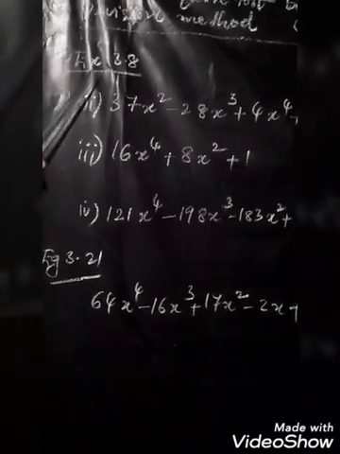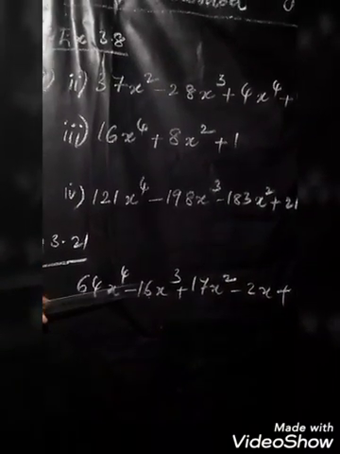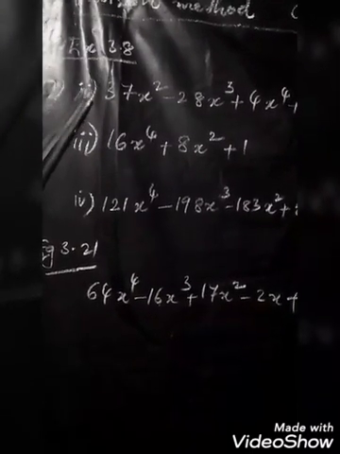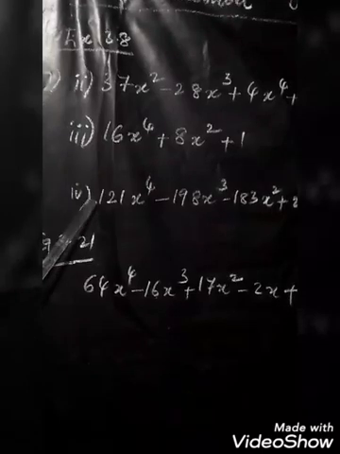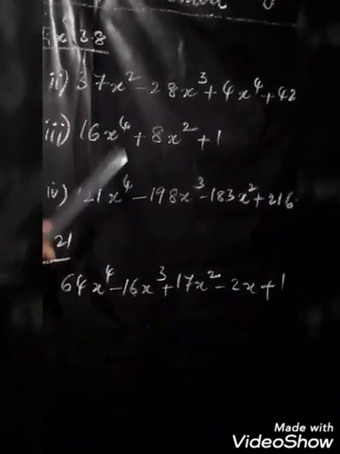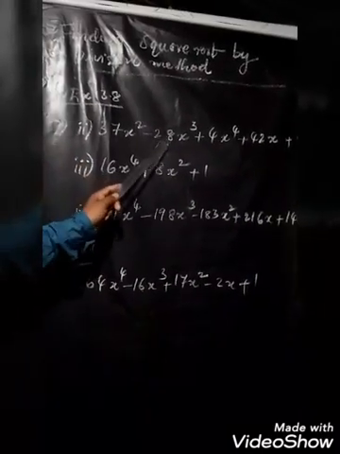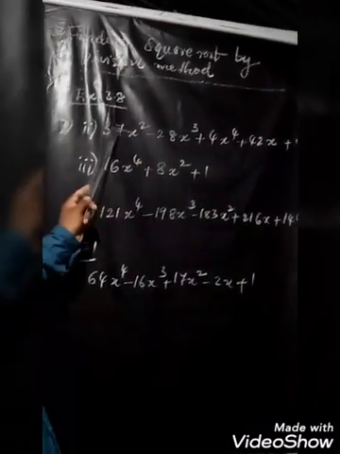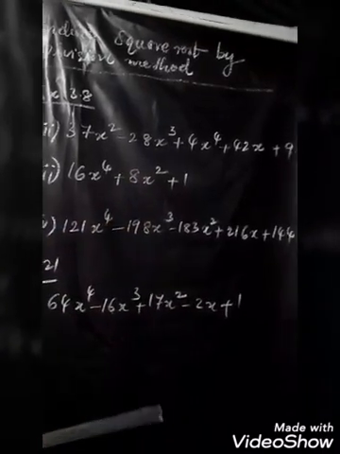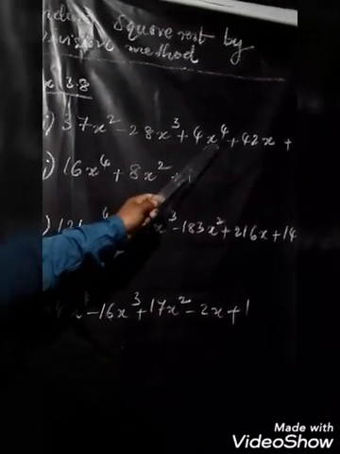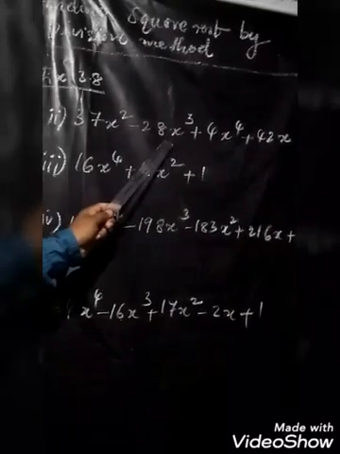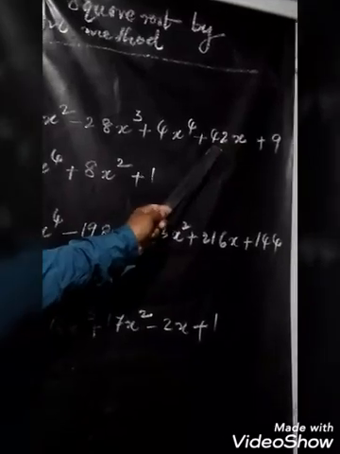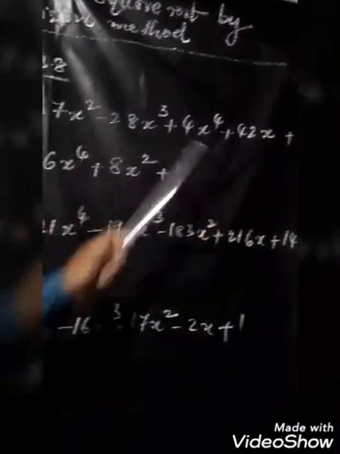So these are the homework or test for you. Exercise 3.8, first roman, second question, third question, fourth question. Okay, and one example sum also. Here: 37x square minus 28x cube plus 4x power 4 plus 42x plus 9. The powers are not in order. Okay, so first you have to write 4x power 4 and then minus 28x cube and then 37x square and then 42x and finally plus 9. You have to arrange the terms first.